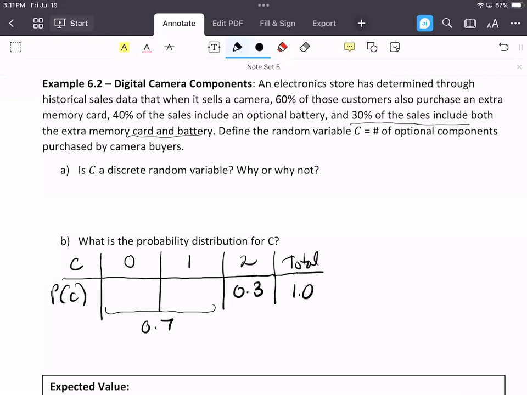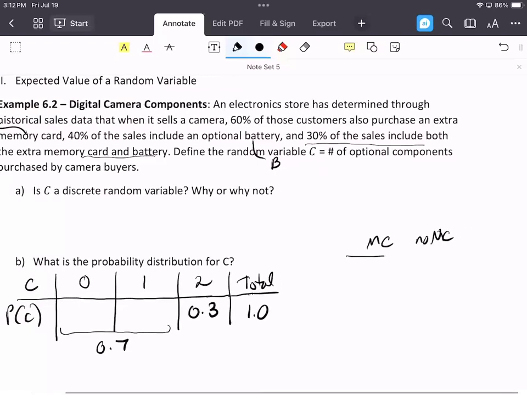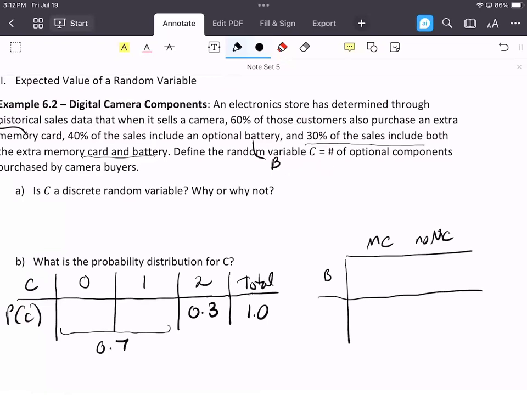What you're going to find is I'm going to say, oh, contingency table all the way. So let's do a quick contingency table. I'm going to use MC for shorthand for memory card and B for battery. So let's see, I can buy a memory card or I cannot buy a memory card. I can buy a battery or I cannot buy a battery, additional battery.